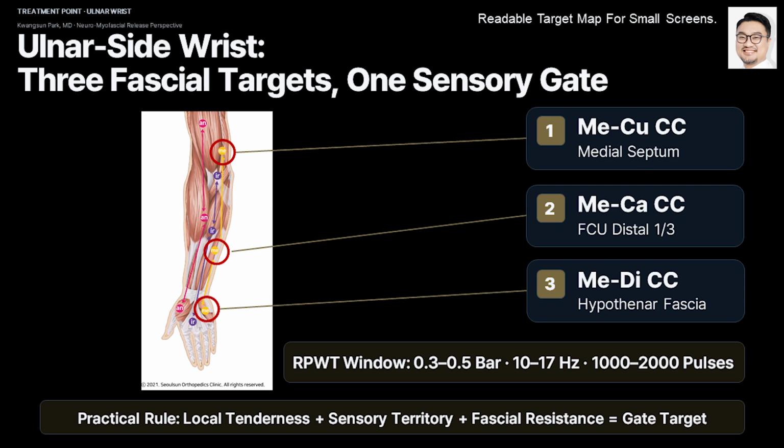For ulnar side wrist pain, three fascial targets can be useful. One target is the distal FCU tendon region, another is the medial intermuscular septum, a third is the hypothenar fascia. But the organizing concept is one sensory gate, the DCBUN and its fascial environment.